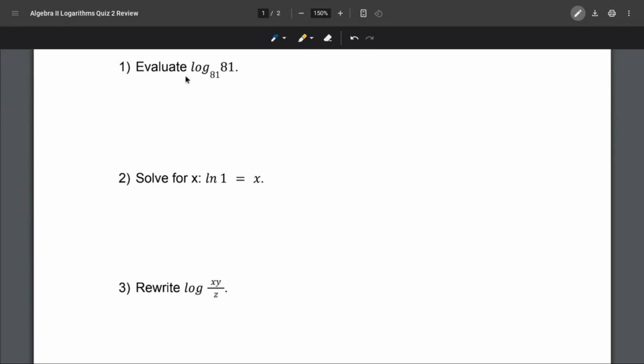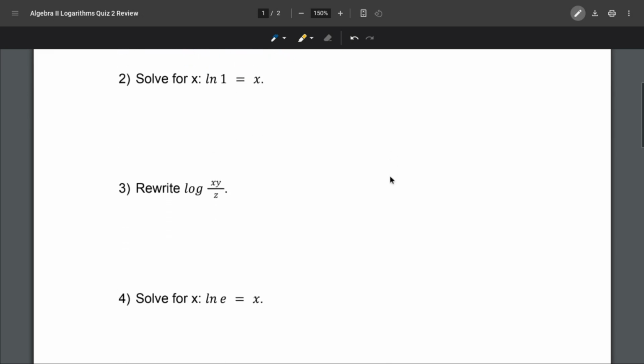The first one, we're evaluating log base 81 of 81. This is the logarithmic property log of a base. Basically what we're asking here is, to what power would I raise 81 to equal 81? Well, in this case, 81 to the first power is 81. So this just equals 1.